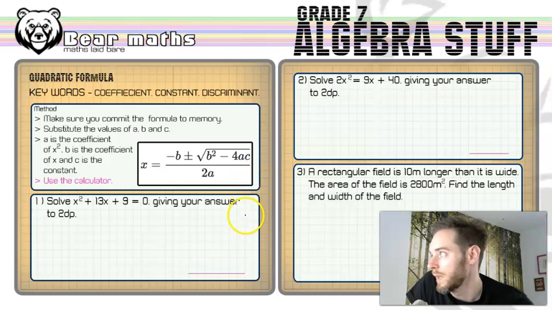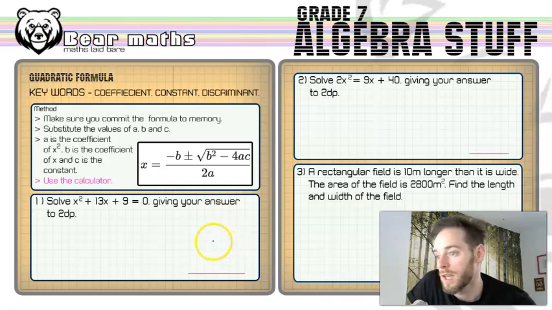Okay. Now, the method, make sure you commit the formula to memory. So you have to memorize this: x equals minus b plus or minus square root b squared minus 4ac over 2a. A lot of people can remember this. I was worried when they first brought that in, but a lot of people do memorize it. Substitute the values of a, b and c in. A is the coefficient of x squared, b is the coefficient of x, and c is the constant.